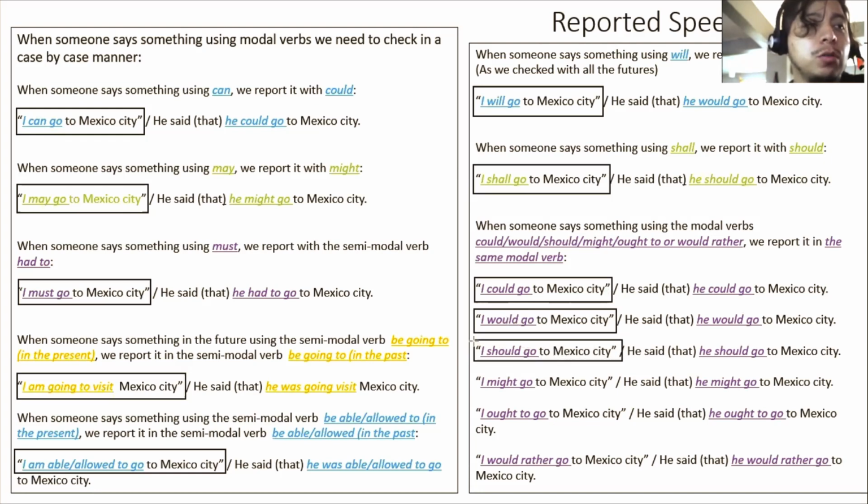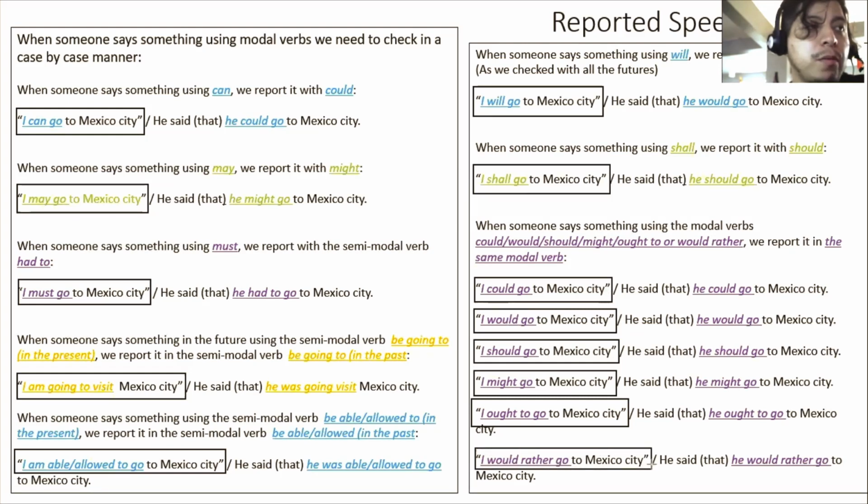I should go to Mexico City. I might go to Mexico City. I ought to go to Mexico City. Again, this is for obligation or necessity. I would rather go to Mexico City. This is for preference. So we have multiple modal verbs and semi-modal verbs.